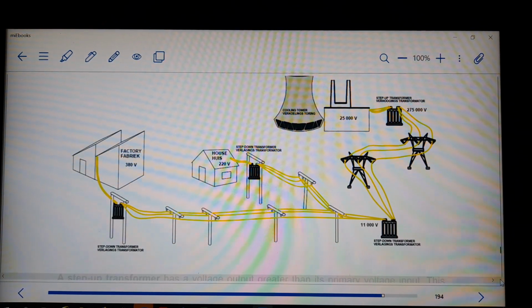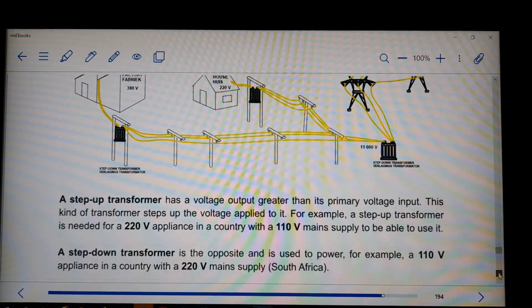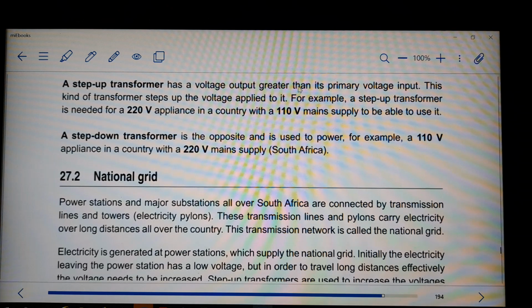So let's look at the step-down and step-up transformer now in detail. A step-up transformer has a voltage output greater than its primary voltage input. So the output is greater than the input, that is the step-up transformer. Obviously, because we step it up, we increase it, so the output is greater and the input is smaller. This kind of transformer steps up the voltage applied to it.